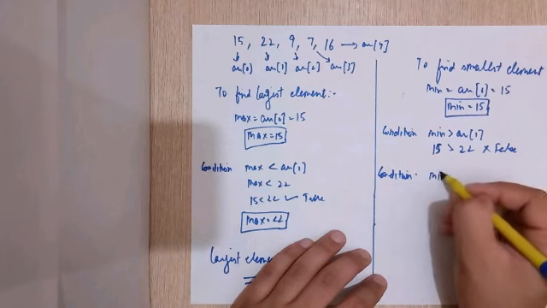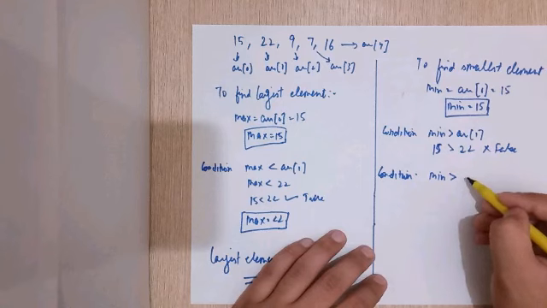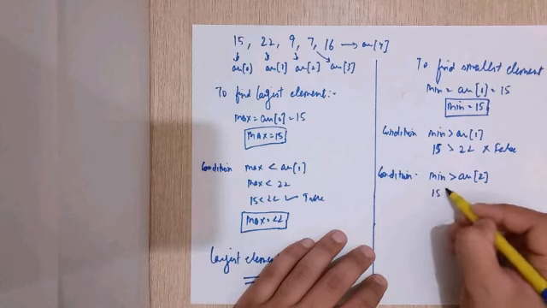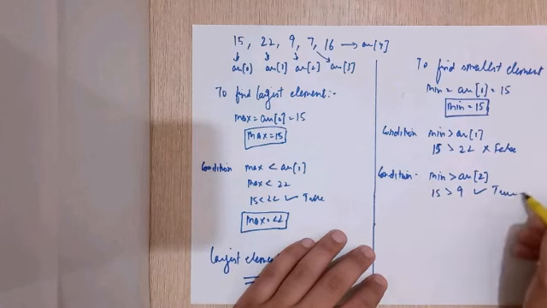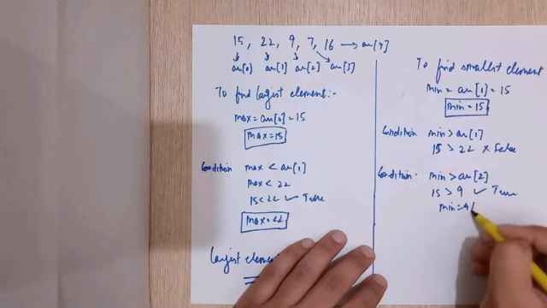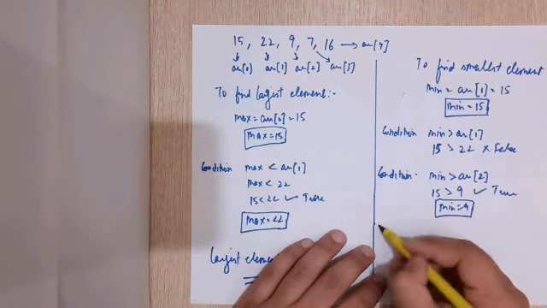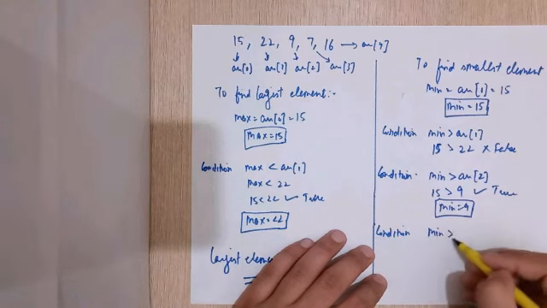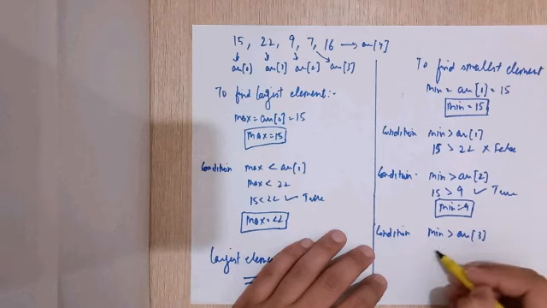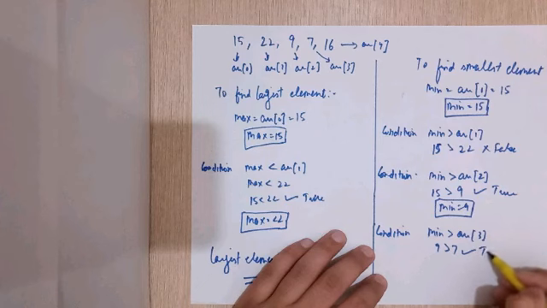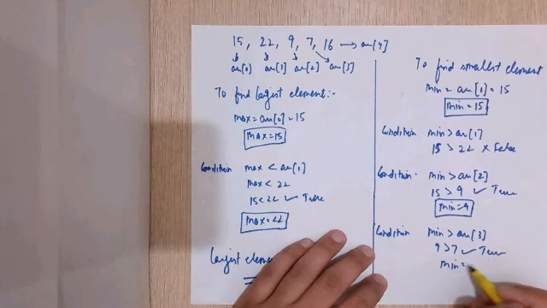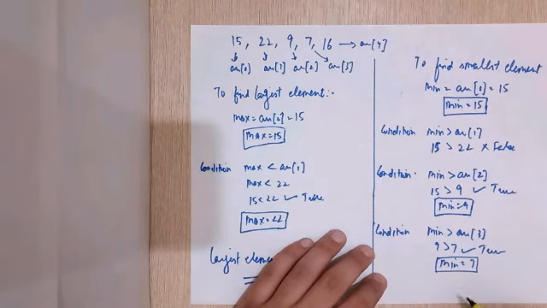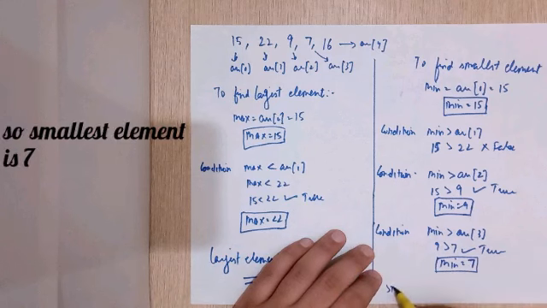Condition: min is greater than the third element of the array. 15 is greater than 9, it is true, so the value of min will change and will be equal to 9. Now we will put the condition for the fourth element of the array. Min is greater than the fourth element of the array. 9 is greater than 7, true, so the value of min will be changed and will be equal to 7. Now we can see that the last element, that is the fifth element, is greater than 7, so the smallest element is 7.